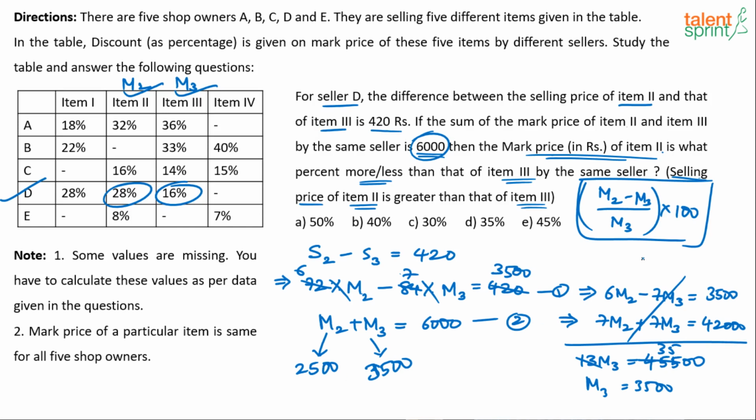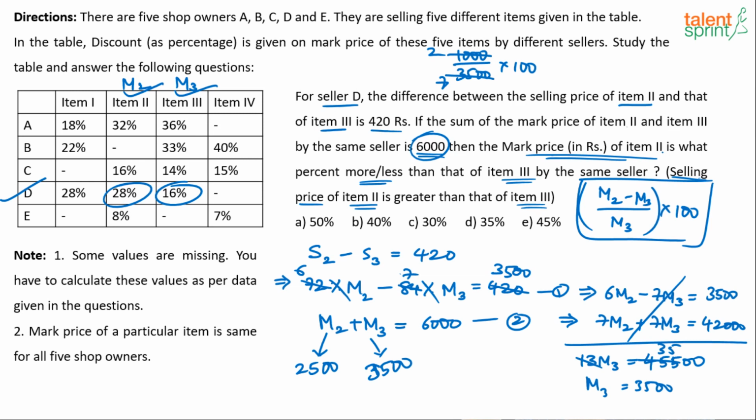Now substitute here. So 2,500 minus 3,500, that is 1,000. 1,000 by 3,500. So your final answer is going to be 1,000 by 3,500 into 100. So that's basically 2 by 7. 500 into 2, 500 into 7. 2 by 7 is what percentage? 28%. We know, right? Which is not there in the options.